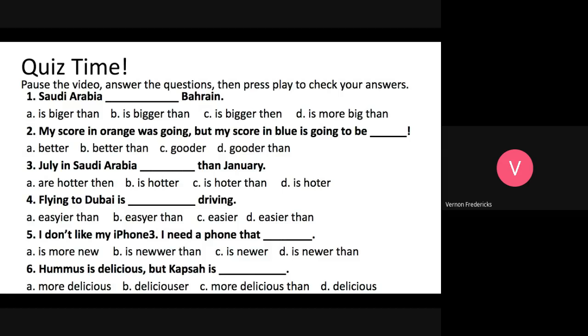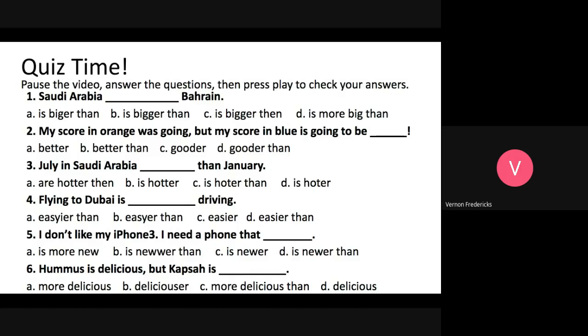Number one, if you say A, you're going to do A. So write A next to it. Yeah, so in your notebook, number 1, A, if you think that's the correct answer. Number 2, my score in orange was going, but the score in blue is going to be. 3. July in Saudi Arabia, space, then January.